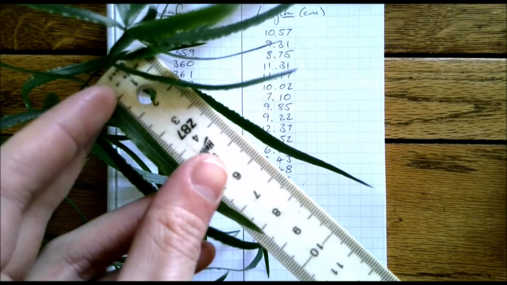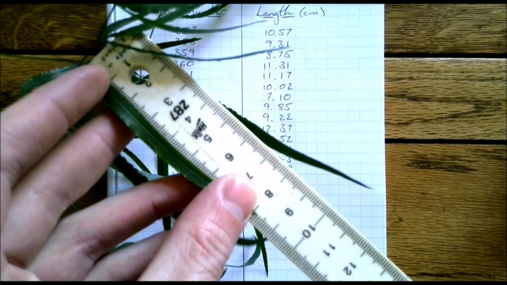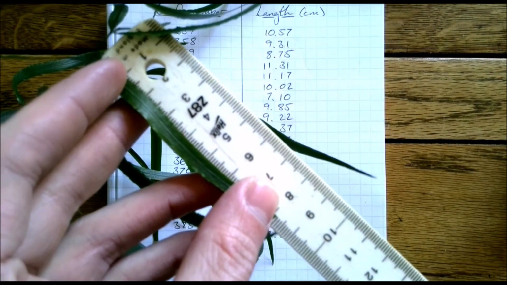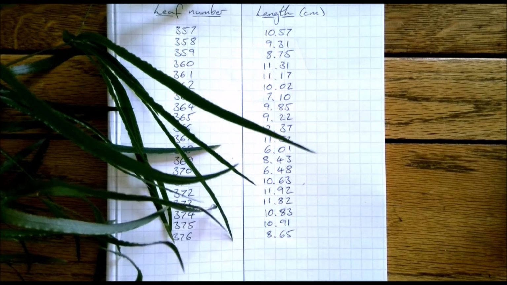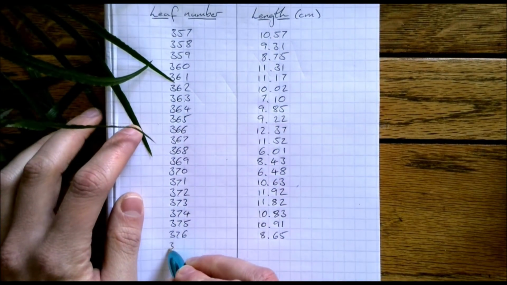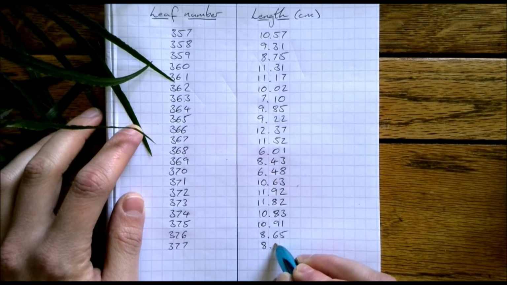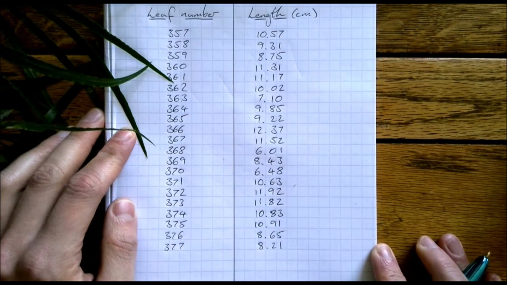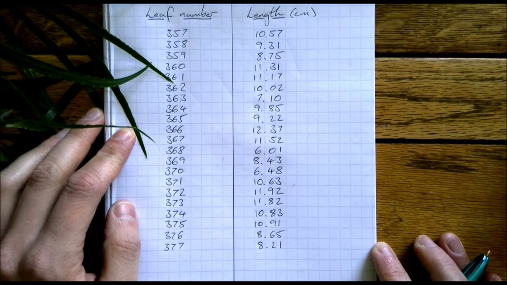I have had a very therapeutic morning, measuring the lengths of all the leaves on my asparagus plant, and I'm excited to share with you here the measurement of the last leaf. The 377th leaf was 8.21 centimetres long. Great.